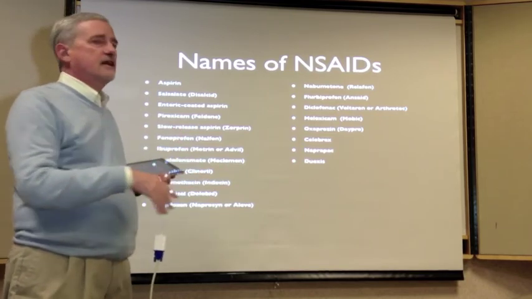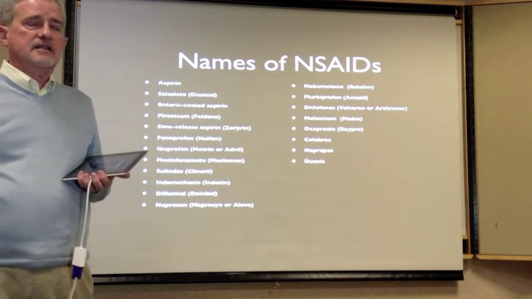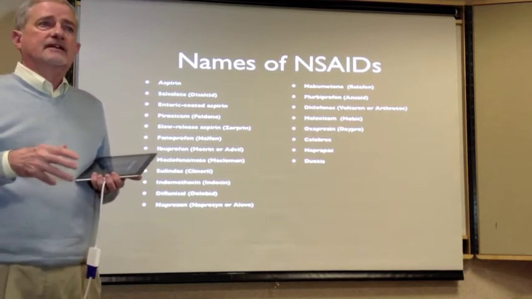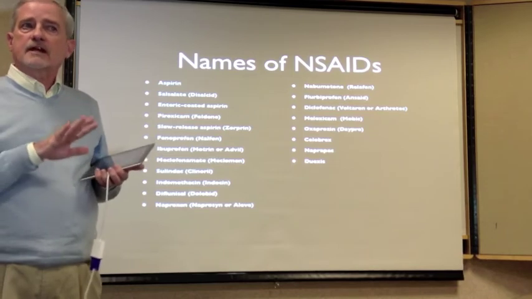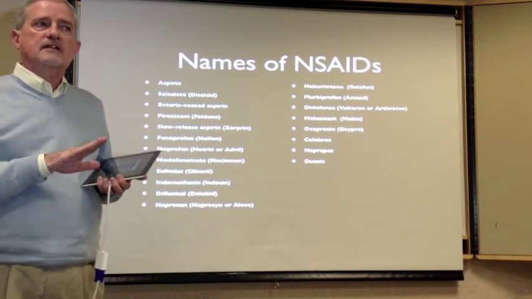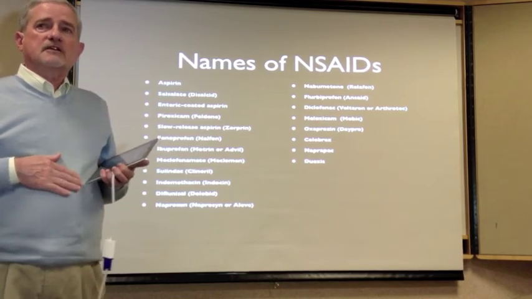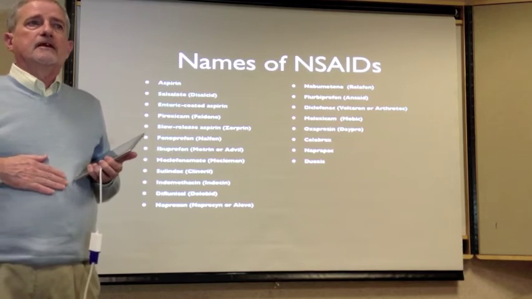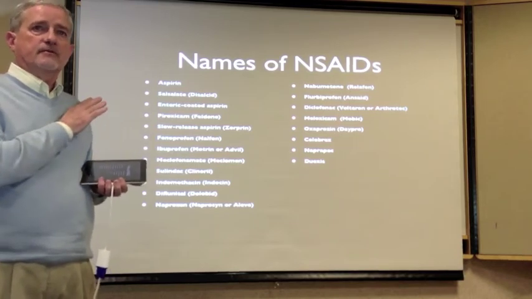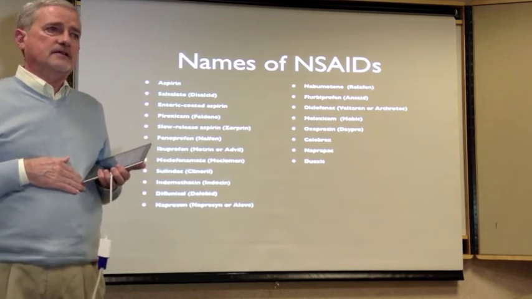Celebrex was developed to protect the stomach from ulcers and stomach bleeding. Unfortunately, that promise was not realized, so the company cannot claim that they prevent stomach bleeding or stomach ulcers. But it does seem to give people less kind of indigestion and soreness in their belly compared to some of the other ones. But that's about the most you can say about it.